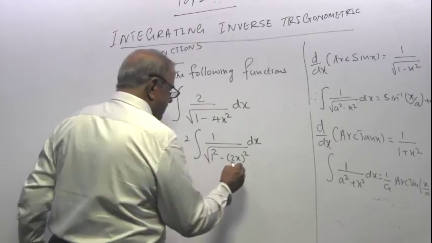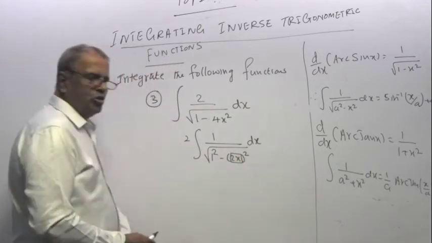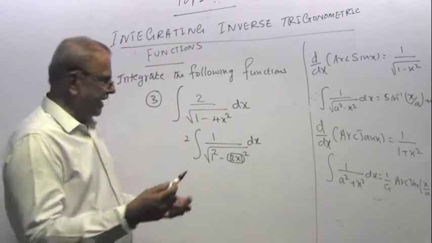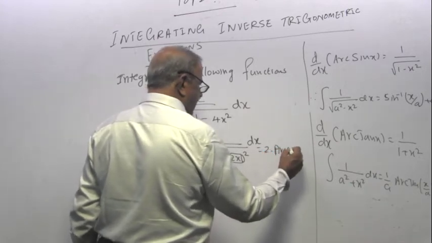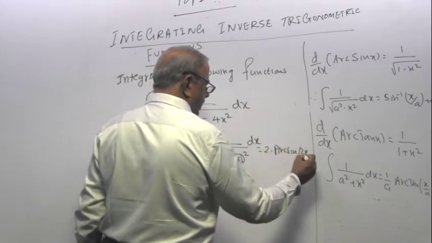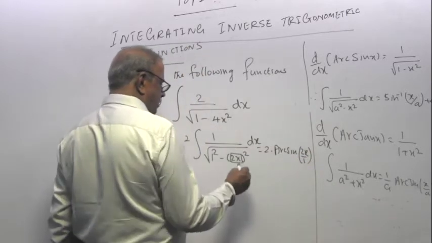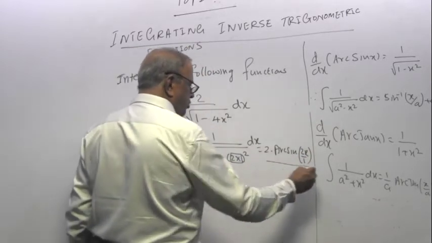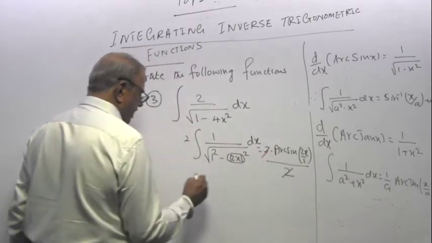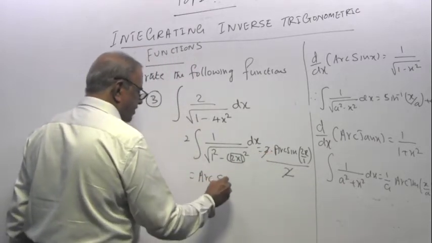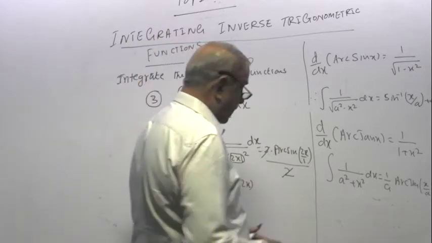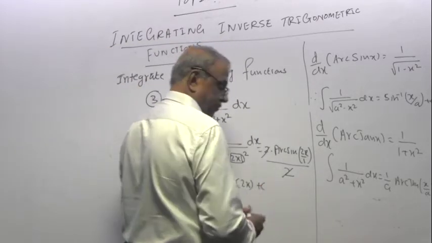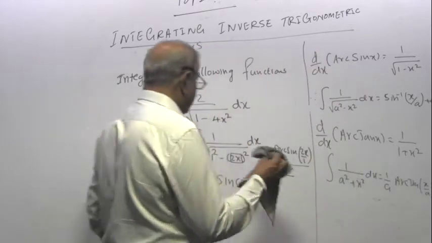So when you differentiate 2x, I get 2, which is a constant. So I can integrate directly. So 2 times arc sine x over a. You don't have to write the 1. But when I differentiate 2x, I get a 2. So over 2. So the answer is arc sine 2x plus c, of course. Alright.